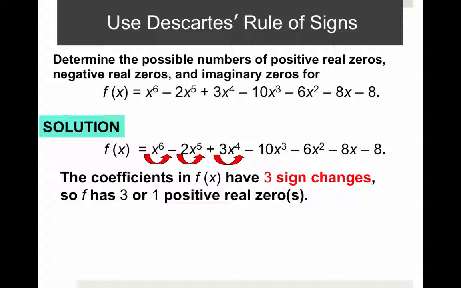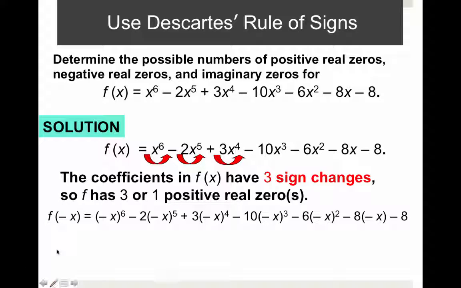We're going to do the same concept for the negative equation, except this time, wherever you see an x, you're going to plug in a negative x, all right? And the reason you do this is so you can look at all the negative changes. So this time I plugged in negative x wherever I saw an x. And then you have to simplify. And what this might do is change some of the signs. Well, anything to an even power is going to become positive. Anything to an odd power will change the sign.